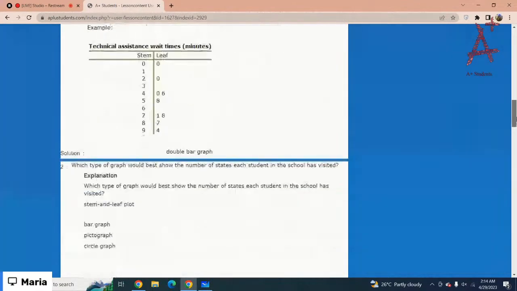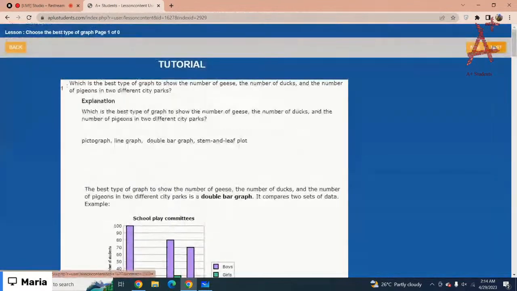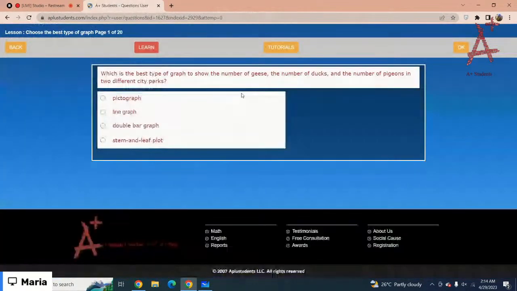Okay, let's just start with the test questions. Okay, what is the best type of graph to show the number of geese, number of ducks, and the number of pigeons in two different city parks? That's the one we just did. So you can use the double bar graph for this type of data.